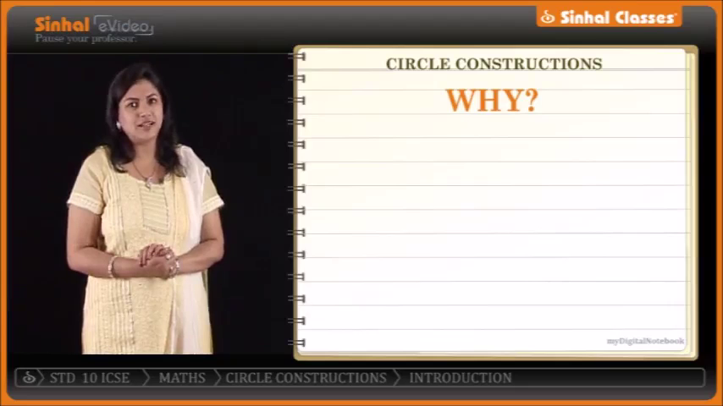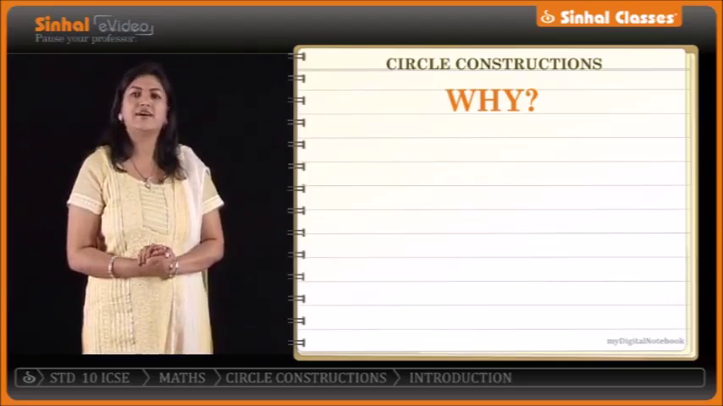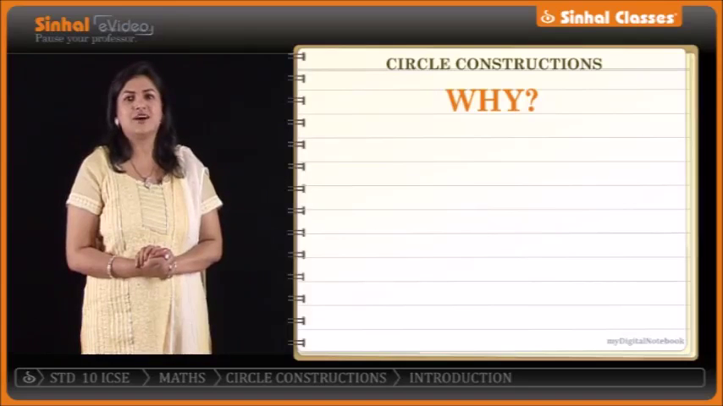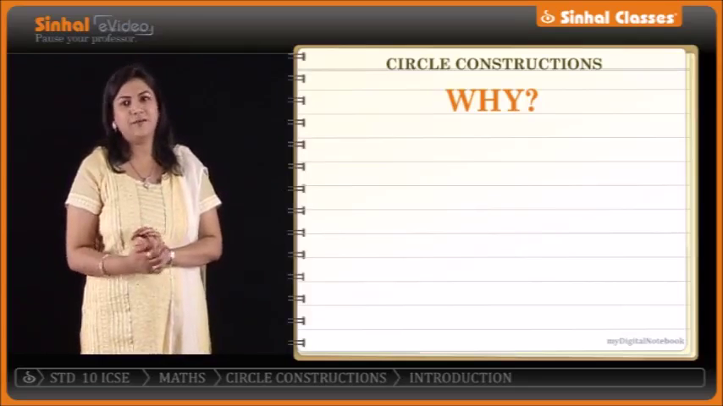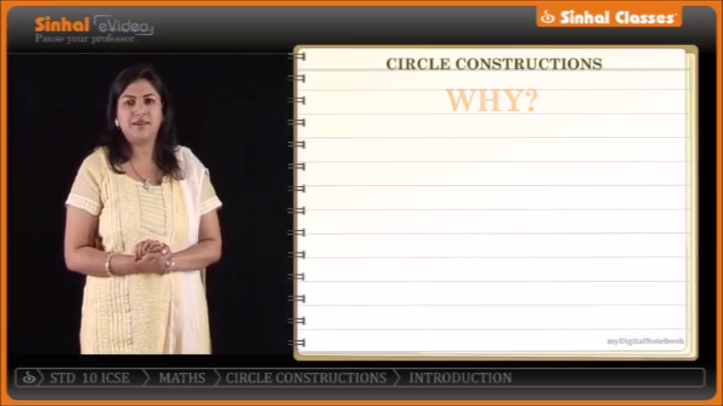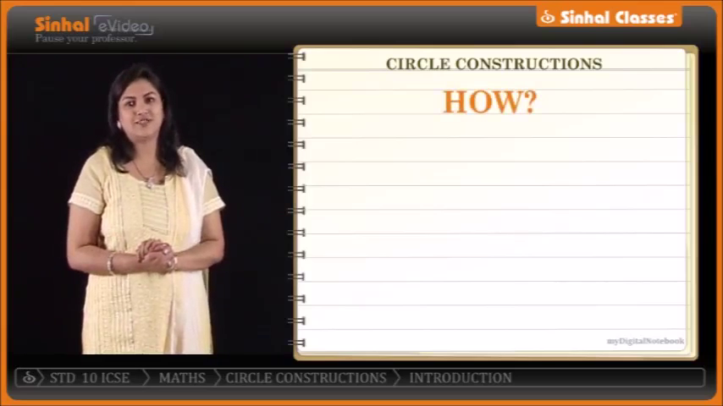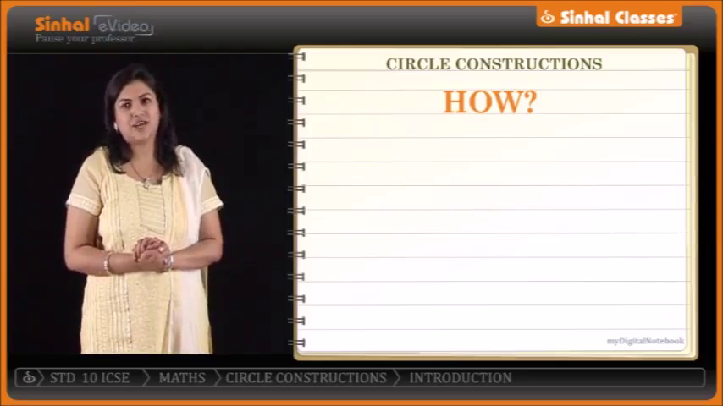By learning about circle constructions, we will be able to circumscribe or inscribe a circle on a given regular polygon. Also, we will be able to draw external tangents to a given circle. We will also be able to draw a circle passing through two given points, and also to draw a circle passing through a given line at a given point and also passing through another point. Now, how do we do circle constructions? We are going to see this step by step as we move ahead with the chapter.